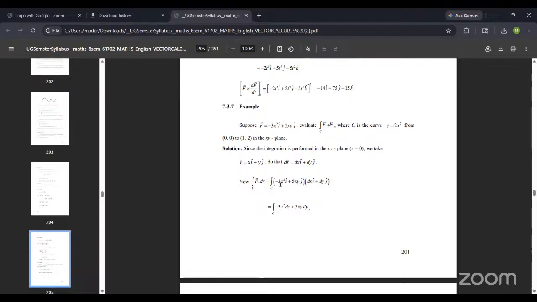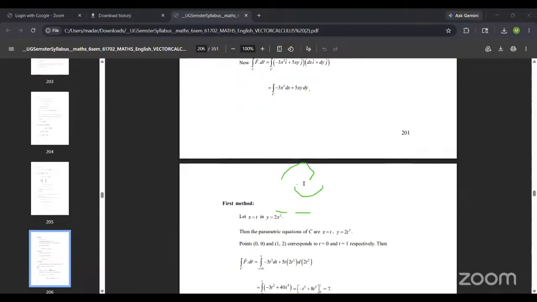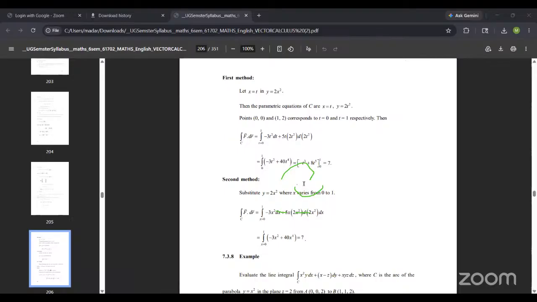Now f dot dr becomes minus 3x squared i plus 5xy j, and dr equal to dx i plus dy j. Now do the dot product. When you are doing the dot product, we have to multiply these two. So that's why minus 3x squared into dx, and this is the 2, that is 5xy dy. So there are two methods. First we go to the one method.